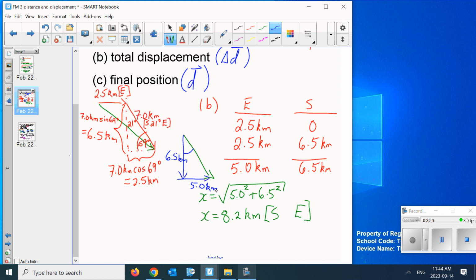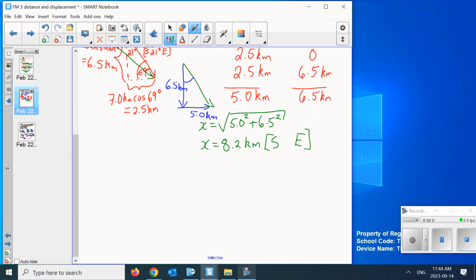I redrew the triangle the other way around. You can do it because I want to be able to find this angle, because I'm going south. Then how much over to the east? That's the degrees we're trying to find. That's opposite and adjacent. What's that?